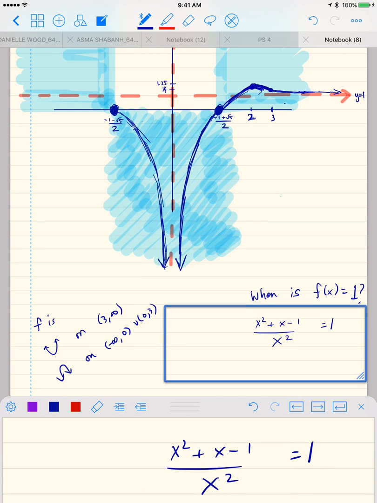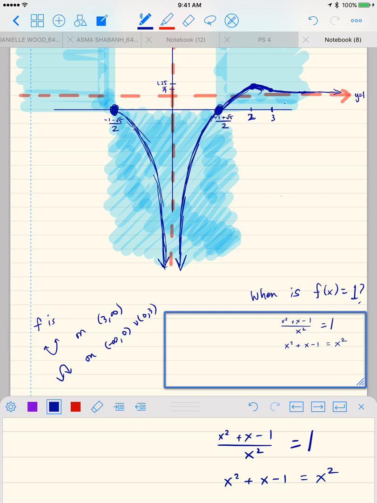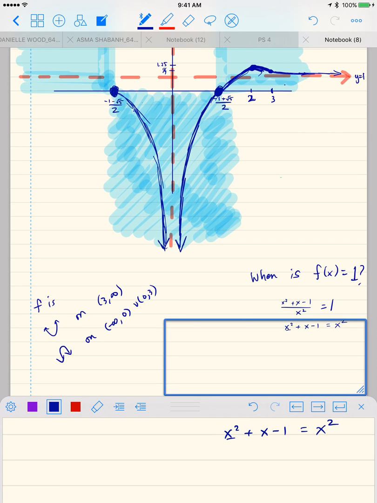Okay, so I'm solving this, and I'm going to write a little smaller. x squared plus x minus 1 over x squared equals 1. So cross multiplying, x squared plus x minus 1 equals x squared. Okay, so I can subtract x squared from both sides and get x minus 1 equals 0, x equals 1.